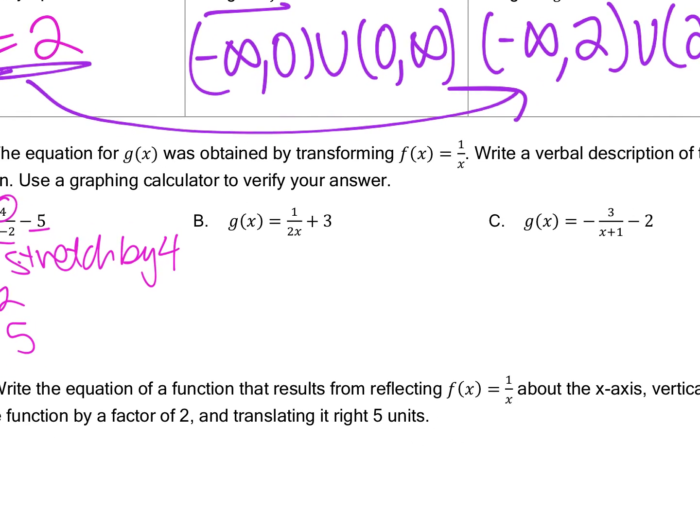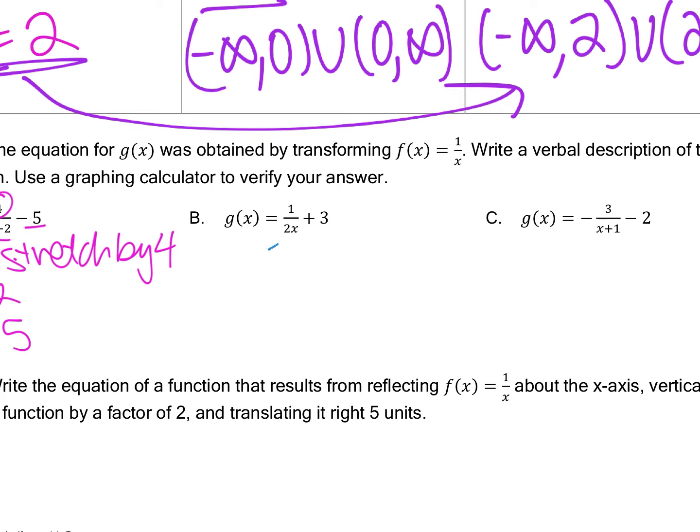Okay, so b, whatever number is on the bottom, remember that's the horizontal. And since it's a 2, you remember to do the reciprocal, so it's always the opposite. So horizontal compression of 1/2. And then there's nothing else, and then we have a +3 after the fraction, so that would go up 3.